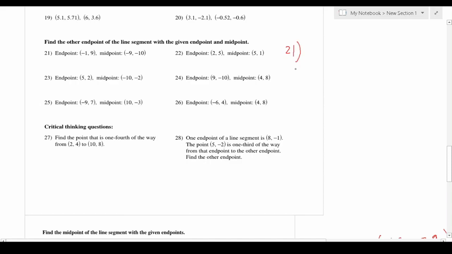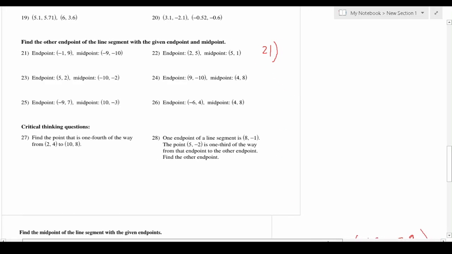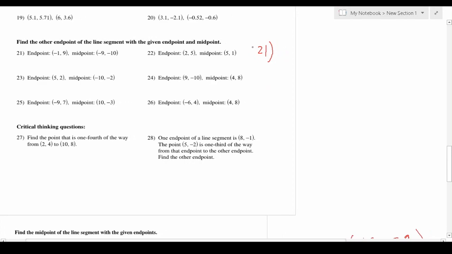21 says, find the other endpoint of the line segment with the given endpoint and midpoint. Okay, and we have the endpoint negative 1, 9, and the midpoint negative 9, negative 10. So we're still going to be using, not surprisingly, the midpoint formula. But that said, we're going to have to figure out what we're going to do to find the other ordered pair for this other endpoint.